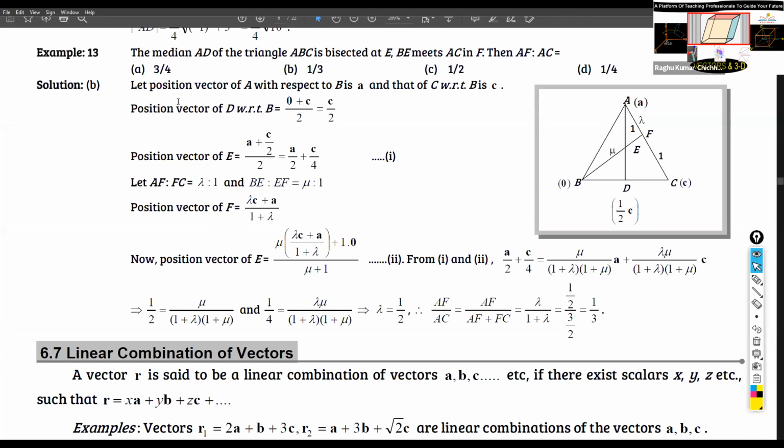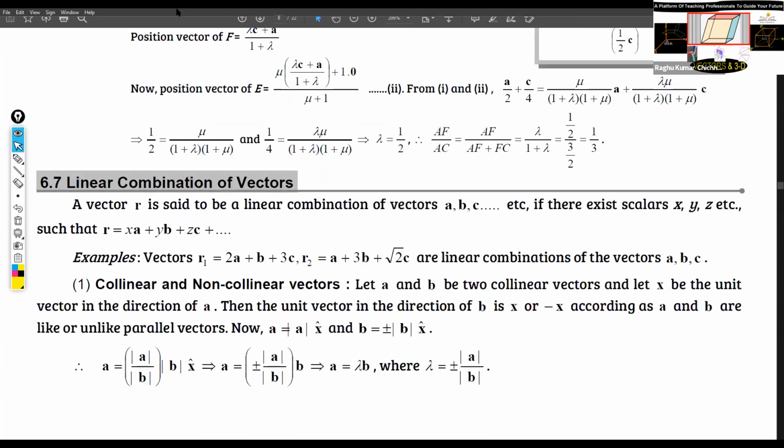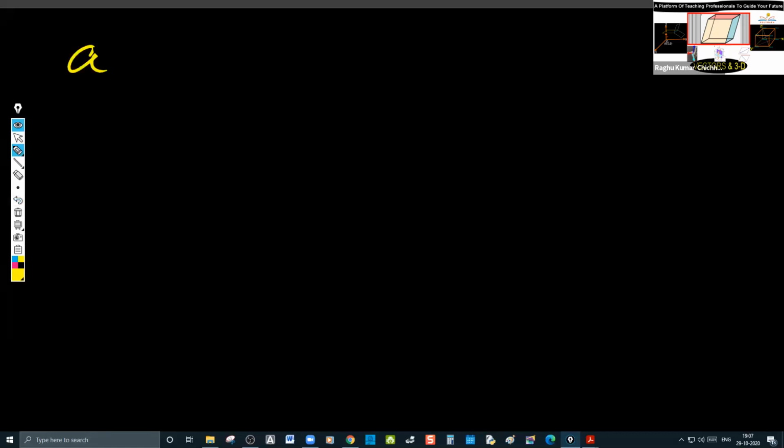Okay, now the next important part of this vector algebra is linear combination of vectors. This I explained to you in the beginning itself. Linear combination exists for coplanar vectors, important, please listen to that carefully. Linear combination of vectors exists for collinear vectors or parallel vectors and coplanar vectors. Let me revise once so that you will be remembering. If a bar is parallel to b bar, it implies a bar is equal to lambda b bar. Even for collinear it exists. This is called linear combination.